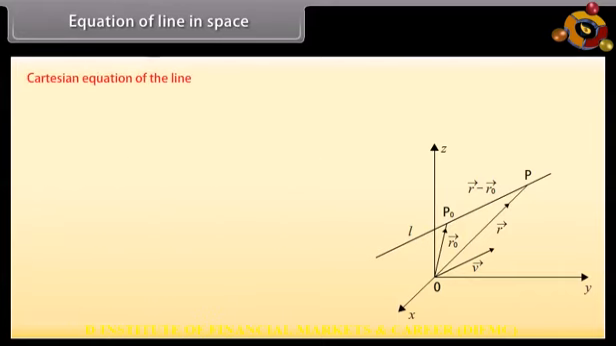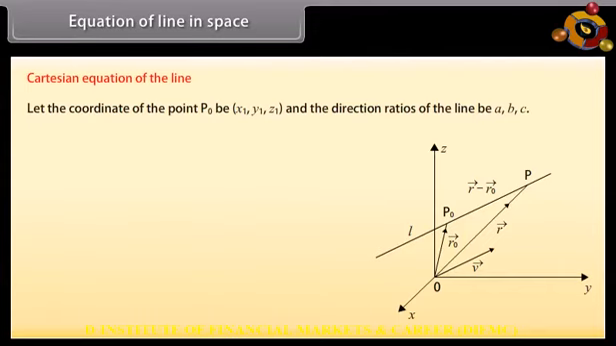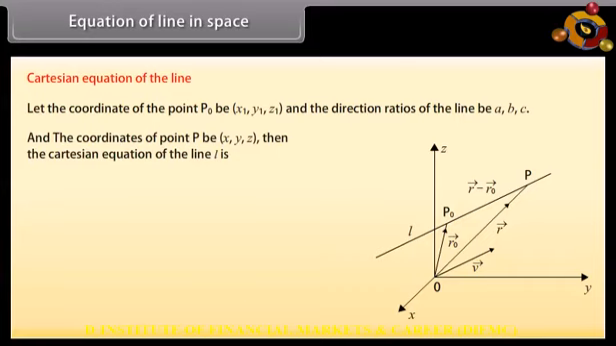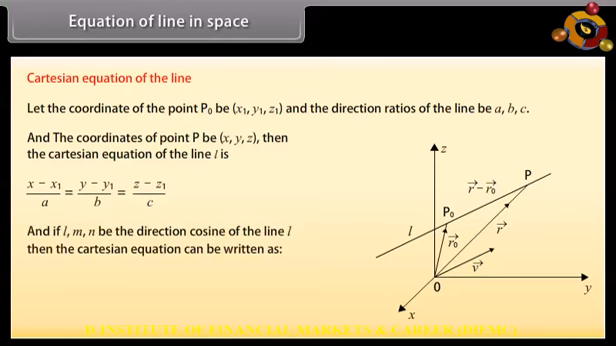Cartesian equation of the line. Let the coordinates of the point P0 be (x1, y1, z1) and the direction ratios of the line be a, b, c. And the coordinates of point P be (x, y, z), then the Cartesian equation of the line is (x minus x1) by a equals (y minus y1) by b equals (z minus z1) by c. And if L, M, N be the direction cosines of the line L, then the Cartesian equation can be written as (x minus x1) by L equals (y minus y1) by M equals (z minus z1) by N.